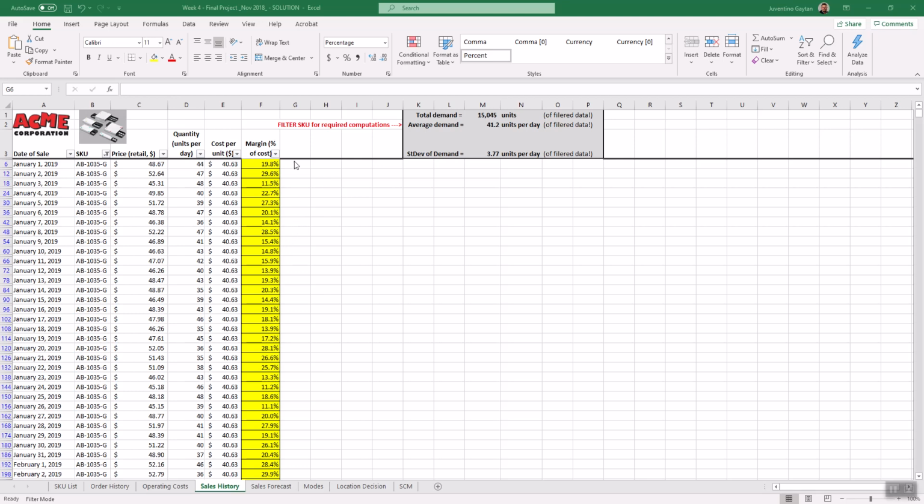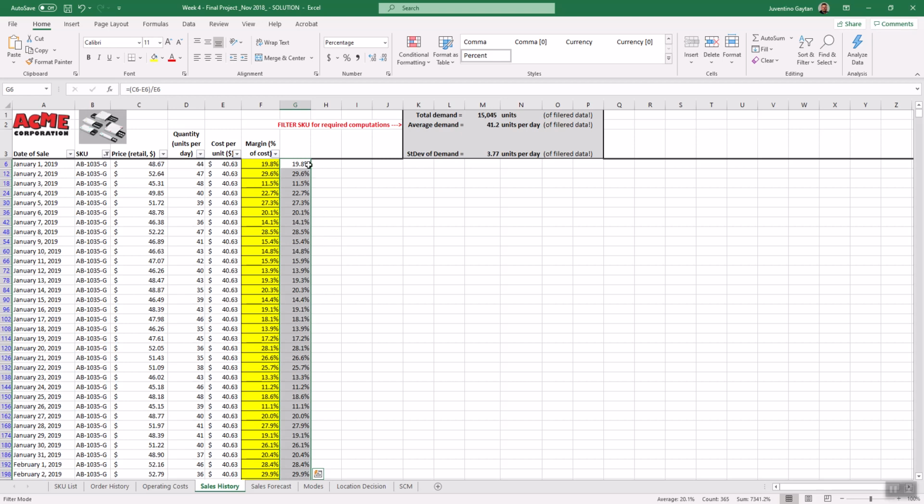Okay, for the sales history, you're going to take your retail price minus a unit price and divide it by the unit price. And that'll give you your cost margin in a percentage. Just double click, that'll bring them all down, and that's how you get your cost margin.